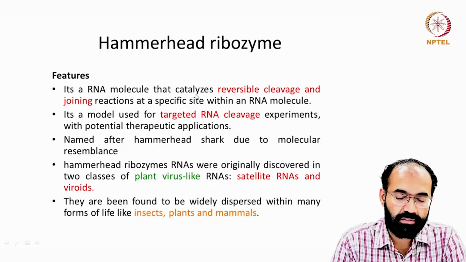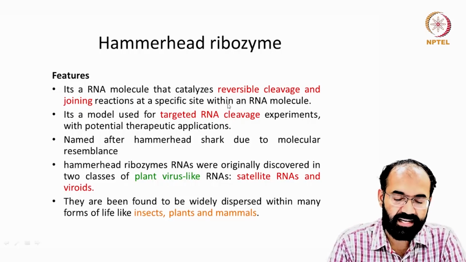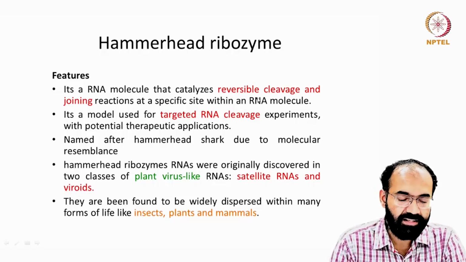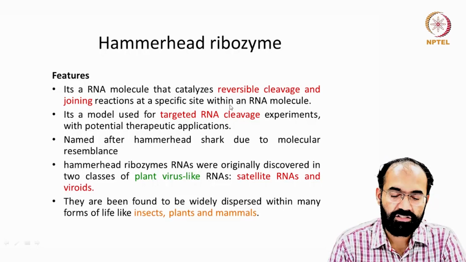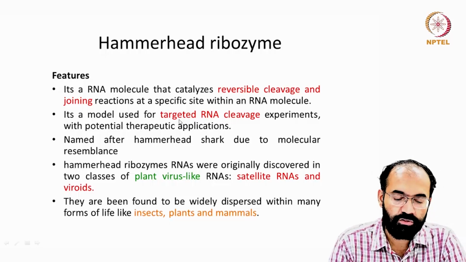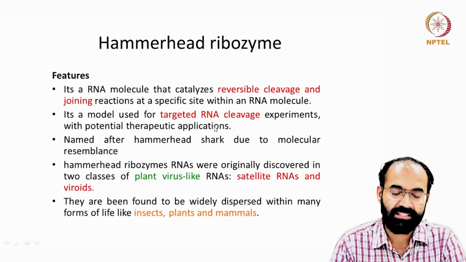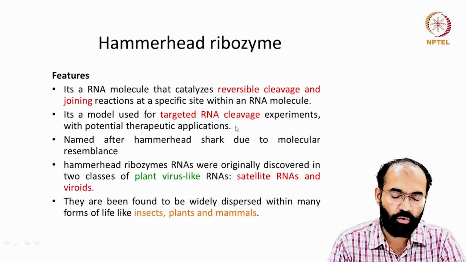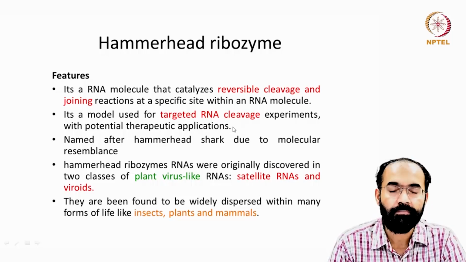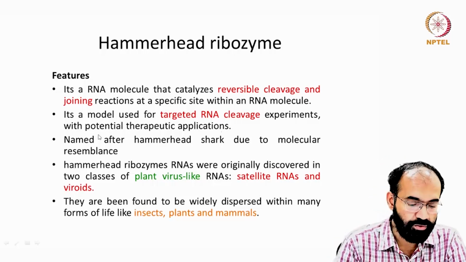It's an RNA molecule that catalyzes reversible cleavage and joining reactions at specific sites within an RNA molecule. So, the major function is reversible cleavage and joining. That means it causes the cleavage of nucleic acid in a reversible manner, and it's a model used for targeted RNA cleavage experiments with potential therapeutic application. That is why you will find lots of research work going on with the hammerhead ribozyme, because you can literally engineer them and use them for targeting some viral RNA, etc., which is infected into a host.